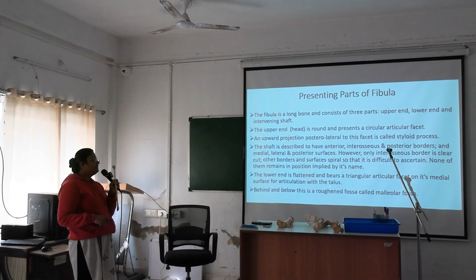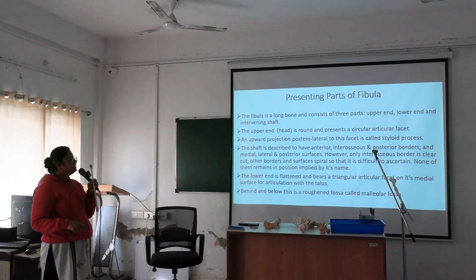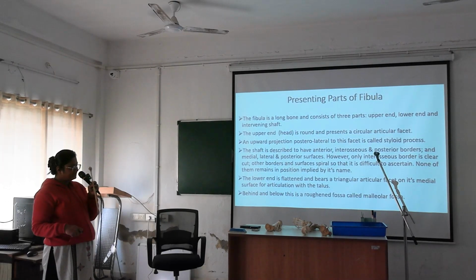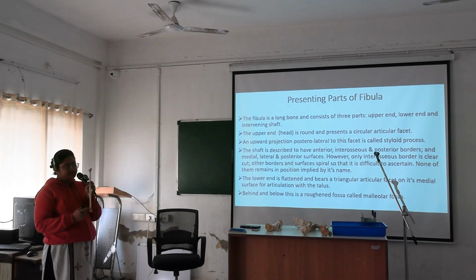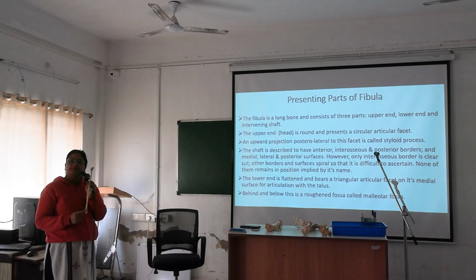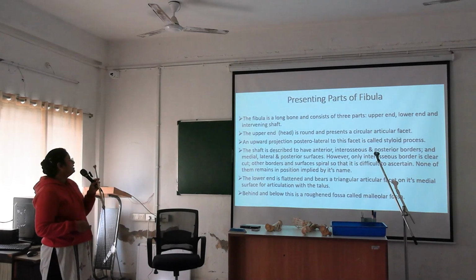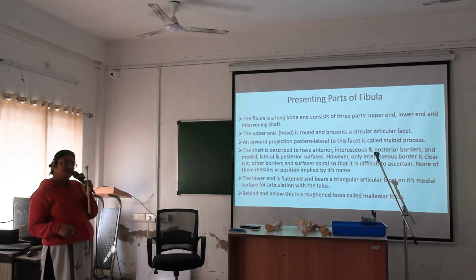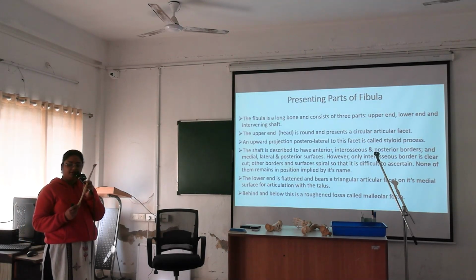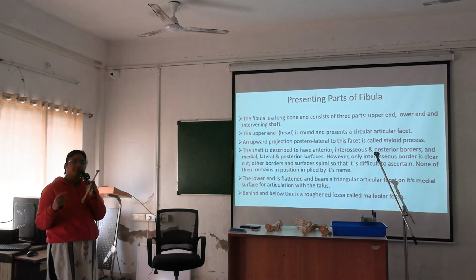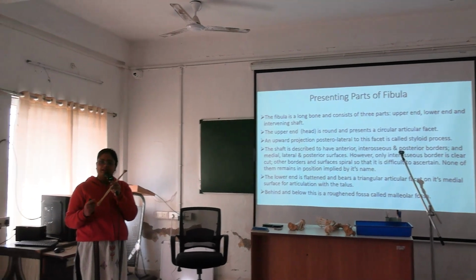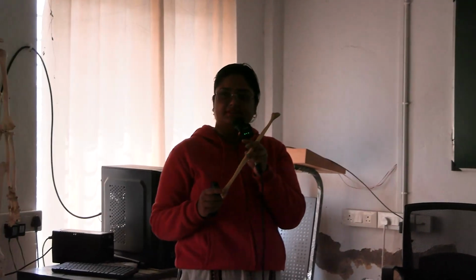And the lower end is flattened and bears a triangular articular facet on its medial surface for articulation with the talus. Here, this triangular facet articulates with the talus, and behind and below it is a roughened fossa called malleolar fossa. This is the malleolar fossa. So in the lower end you have to keep this malleolar fossa behind and below this articular facet. That's how you determine the side.